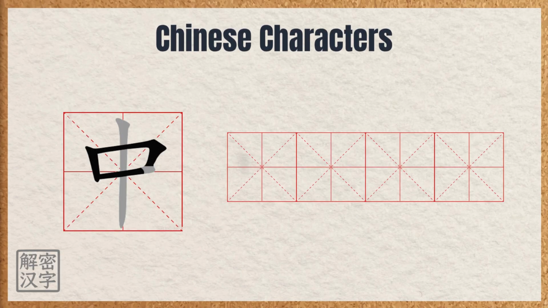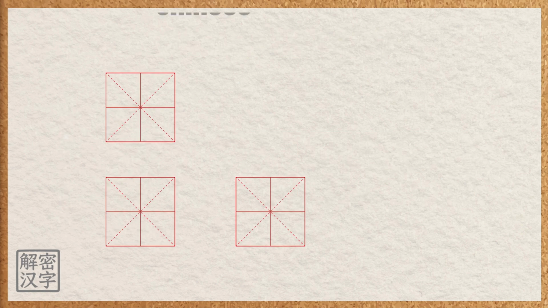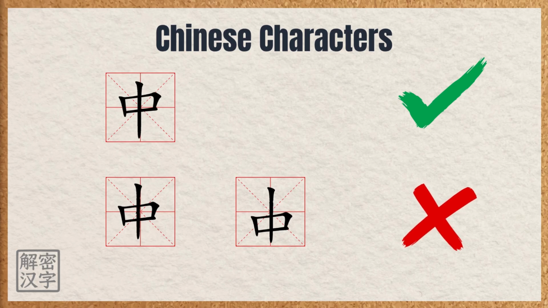First, draw a short vertical line near the center of the left side. Next, write the horizontal turn stroke. Then, draw a horizontal line beneath it, forming a flat square frame similar to the character kou. Finally, draw a long vertical line straight down through the middle. Here's a tip. When writing zhōng, don't place the inner square too low or right in the center. The character will look unbalanced. Keep it slightly higher, and it will look much more elegant.